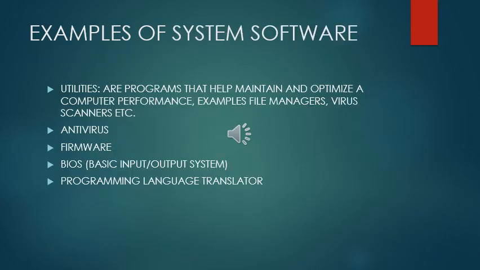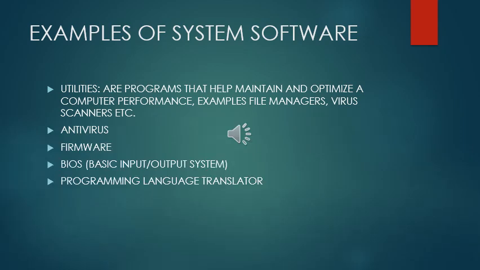So our slide 9 is known as the examples of system software. Let's look at the utilities. They are programs that help maintain and optimize a computer's performance. Examples: file managers, virus scanners. So those are the systems that are embedded on the system to energize the computer system. Antivirus. Antivirus are also system software that stop viruses from penetrating into the computer system.